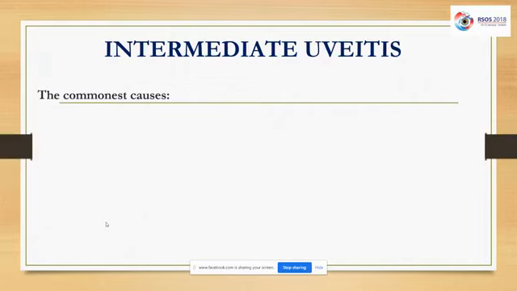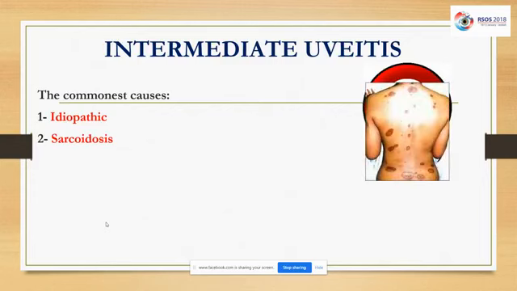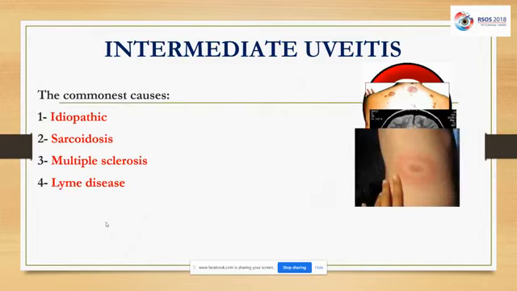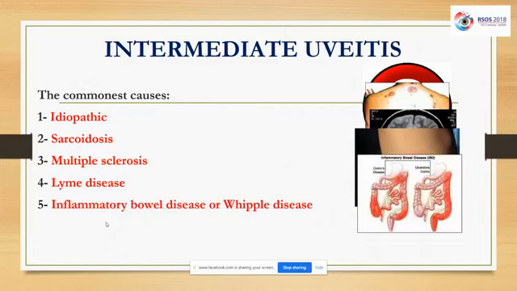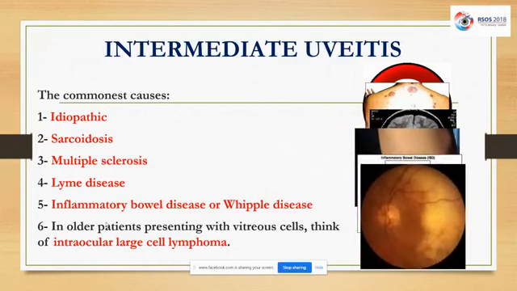In intermediate uveitis, the commonest causes are idiopathic, sarcoidosis, and this can be easily diagnosed by history, as I mentioned; multiple sclerosis with history of demyelination or history of central nervous system symptoms; Lyme disease with characteristic target lesion and tick bite history; inflammatory bowel disease, Whipple disease, ulcerative colitis, and Crohn's disease. And in those patients of old age presenting with vitreous cells, you need to think about intraocular large cell lymphoma.